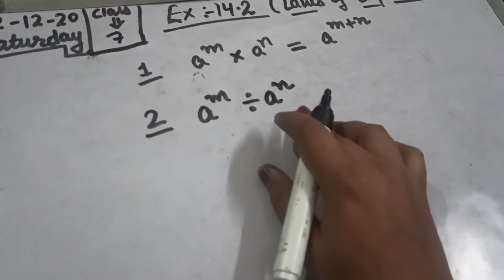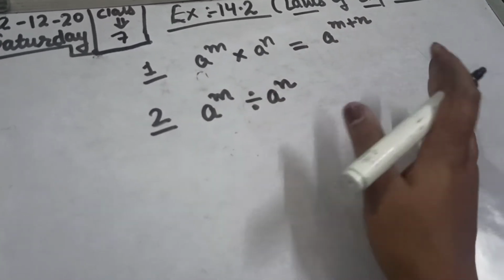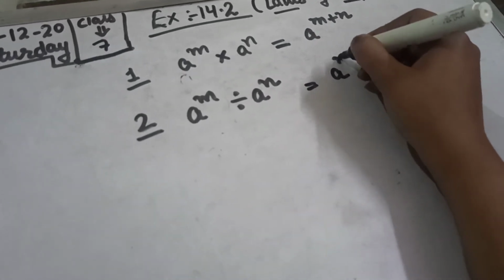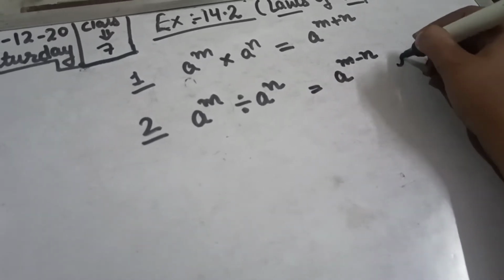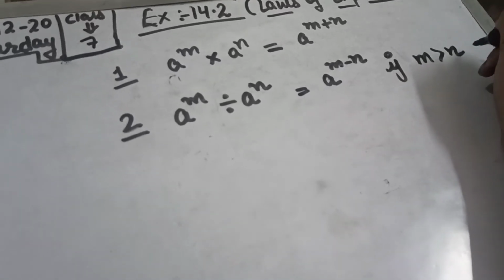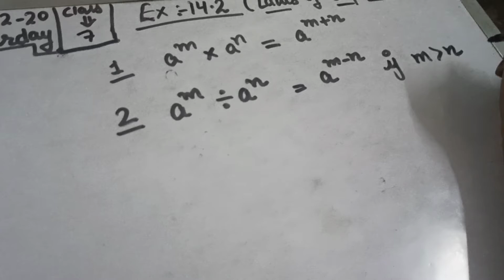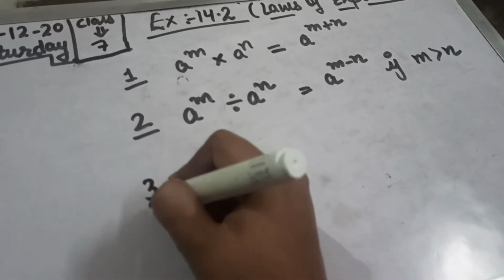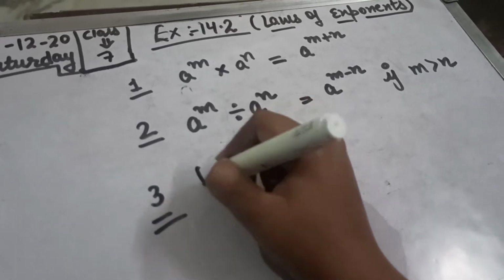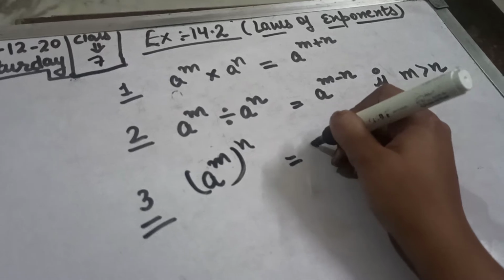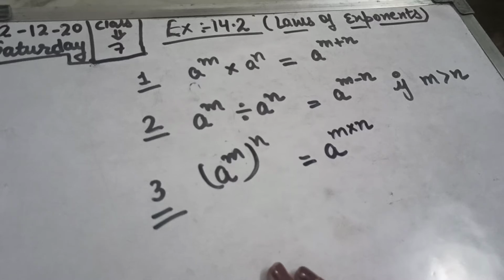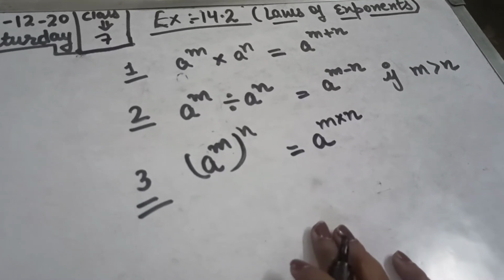When the base is the same and we have to divide, your answer will become a to the power m minus n. And in this one the condition is that m should be greater than n. Now the third and last is a to the power m, to the whole power n. It will be a to the power m times n. Right? And how these come, I told you.